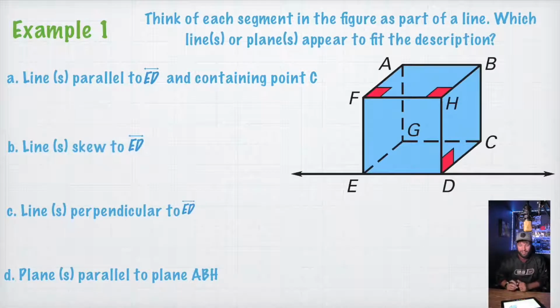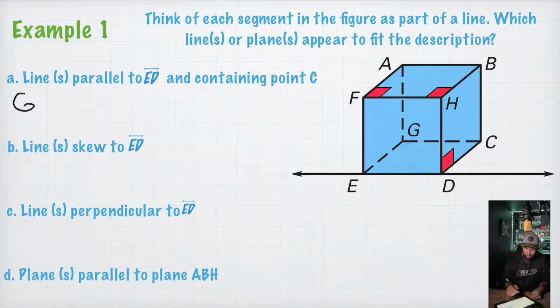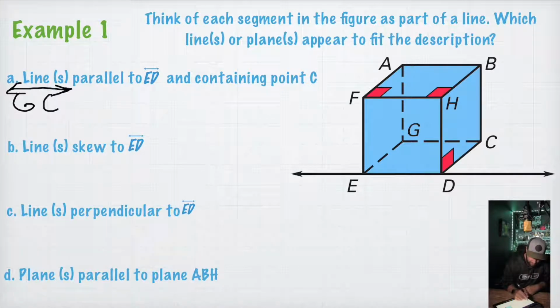So example 1. Think of each segment in the figure as part of a line. Which lines or planes appear to fit the description? So which lines are parallel to ED and contain point C? So parallel lines mean they run the same direction and never touch. Well, ED is right here, and parallel to it is FH, AB, and GC. But in the instructions, it says it needs to contain point C, so there's only one such line that does that, and that's line GC will be parallel to line ED.